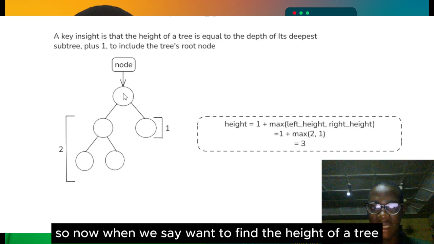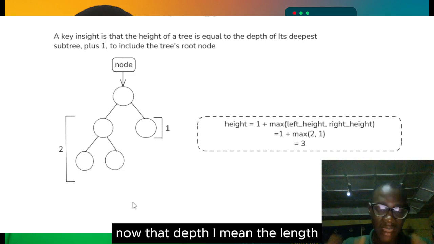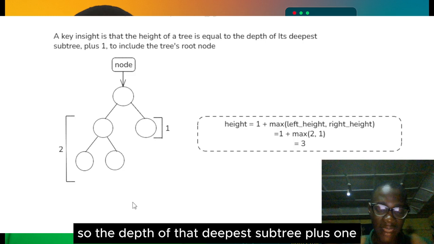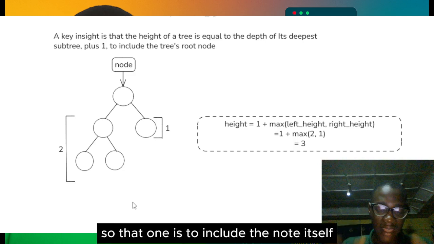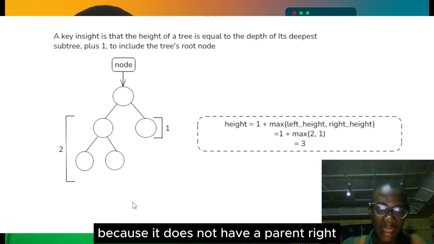So when we want to find the height of a tree, we just have to get the deepest subtree. What I'm trying to say in essence is the number: the depth of that deepest subtree plus 1. That one is to include the node itself that we excluded the other time because it does not have a parent.